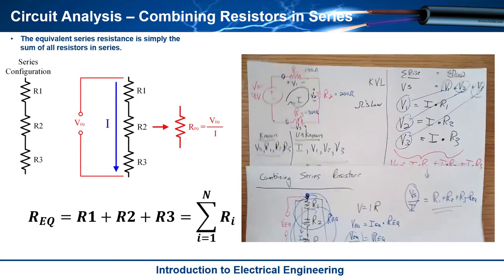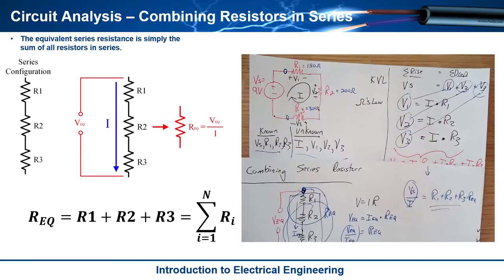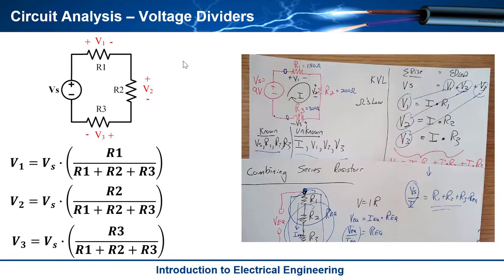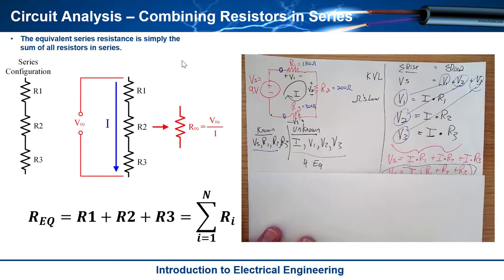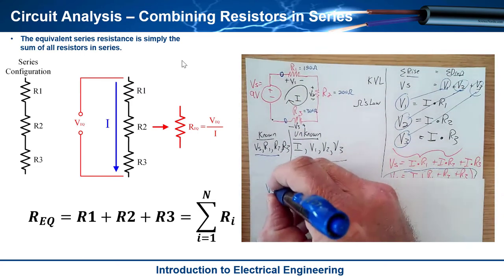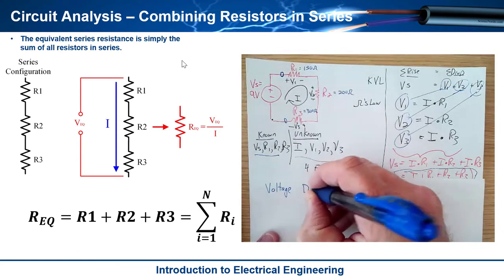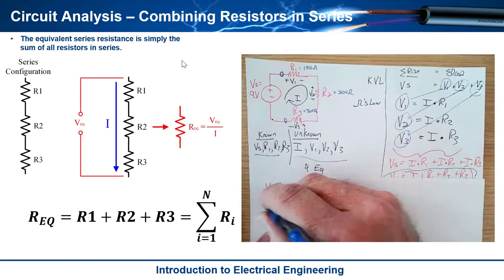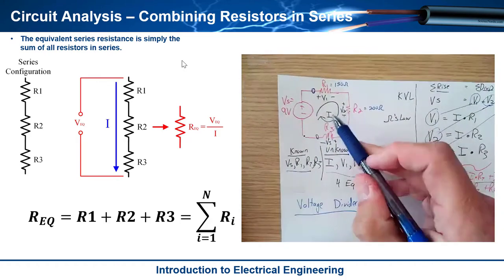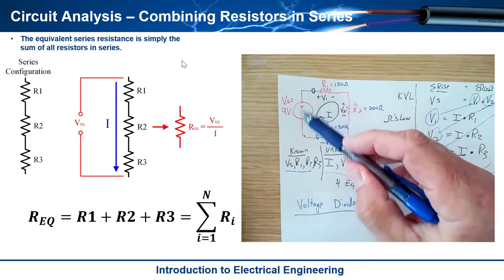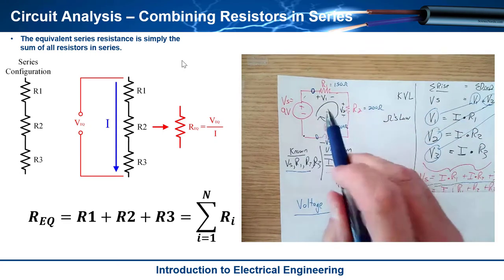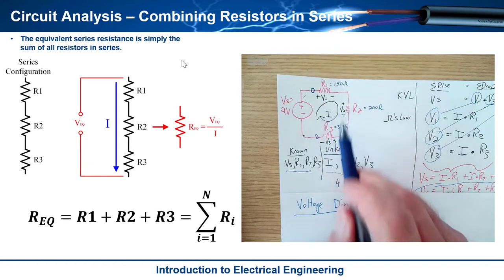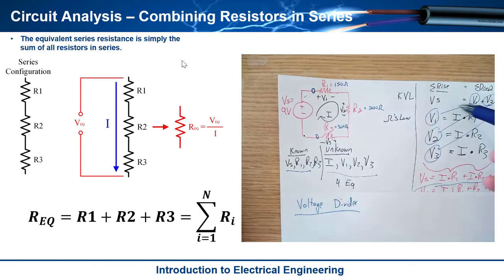Okay, fantastic. That's kind of clever. Now let's take a look at what we could do if we wanted to find the voltage of each of these very quickly. This is a special circuit called a voltage divider. A voltage divider is any circuit configuration like this where you have one voltage across a series combination of resistors, and I want to directly find V1 or V2 or V3.